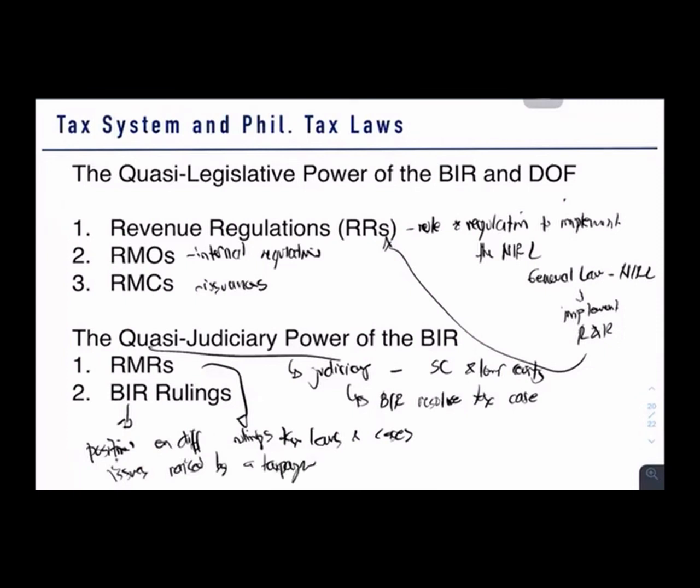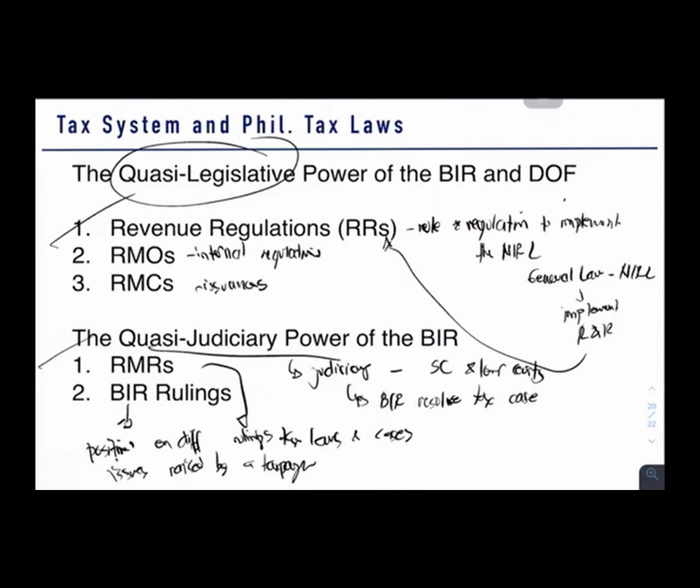Okay, so we know now that BIR is both quasi-legislative, because it also exercises rule-making power, and quasi-judiciary, because it exercises judiciary power. So what are the instances wherein we can see the quasi-legislative and quasi-judiciary power of the BIR? RMOs, RMCs, RRs, RMRs, and BIR rulings. Maybe you can also find revenue bulletins. These are only notices within the BIR. And actually, they can be included as part of RMCs or rulings also.